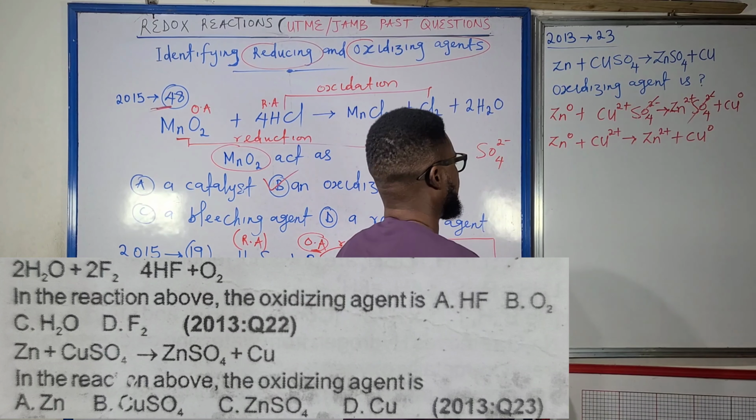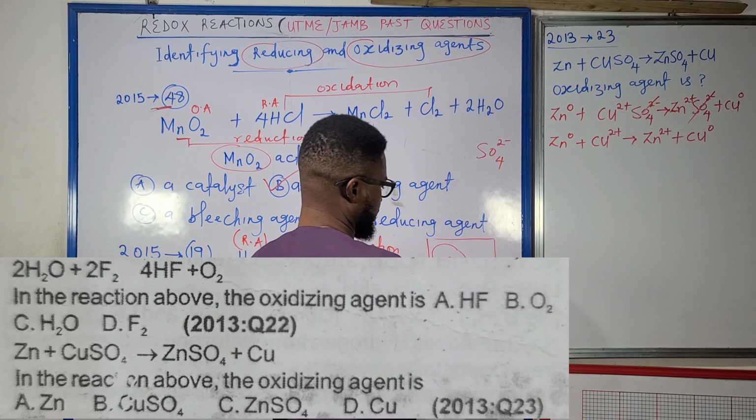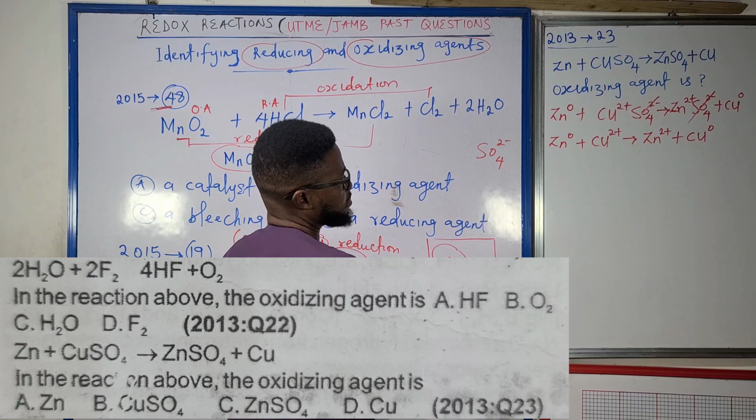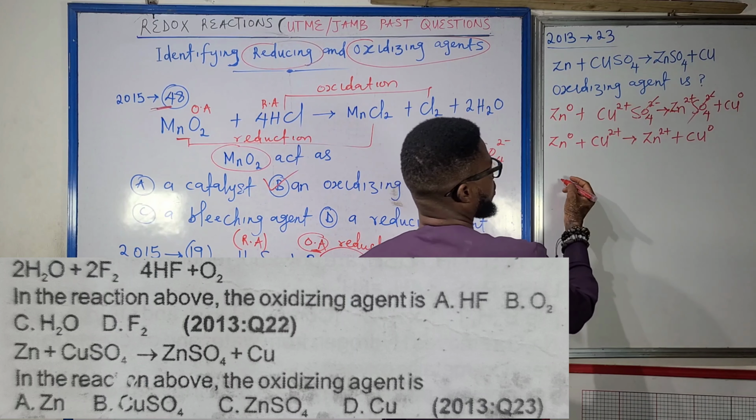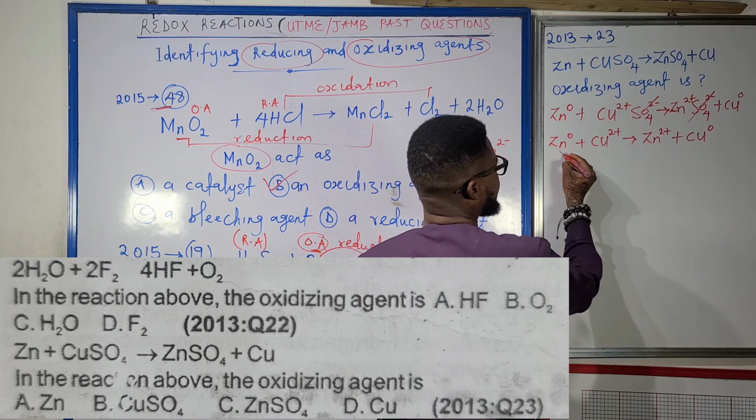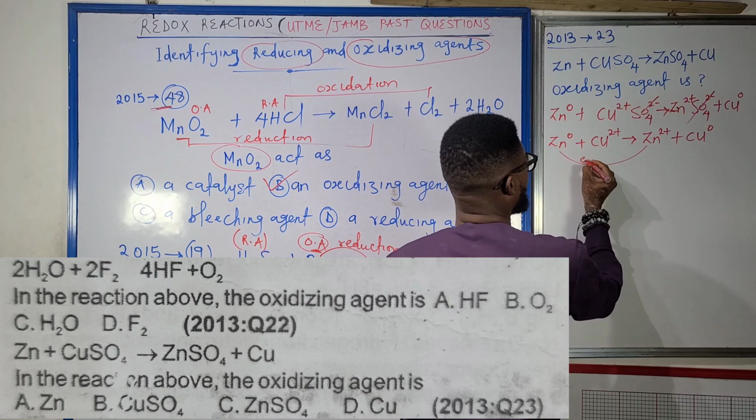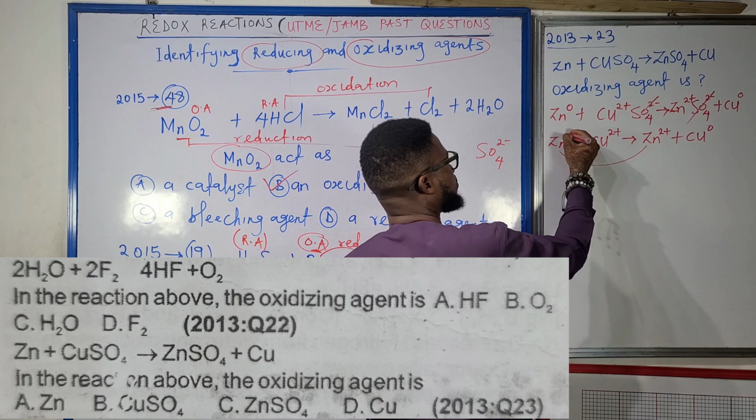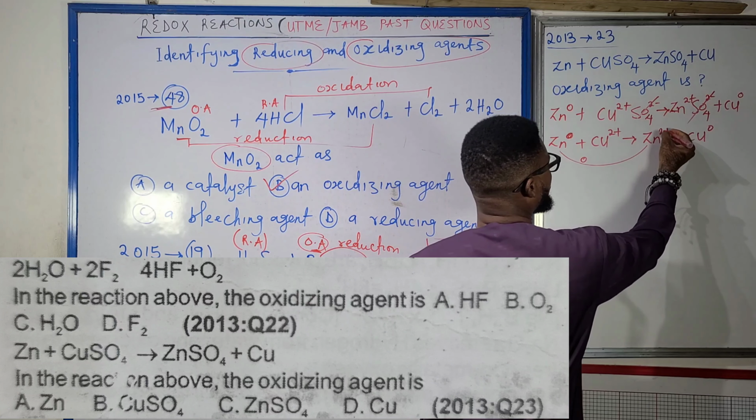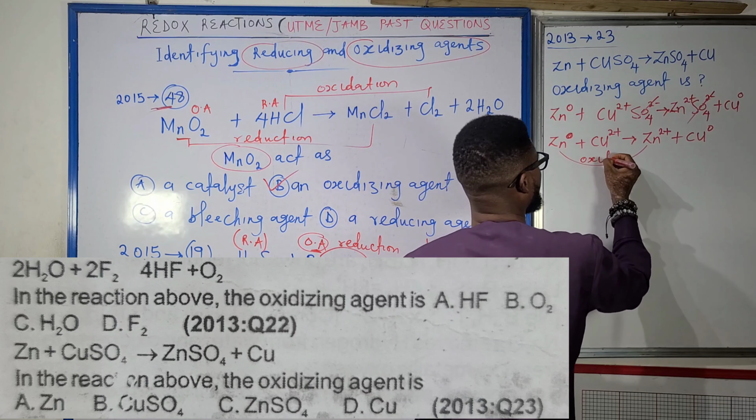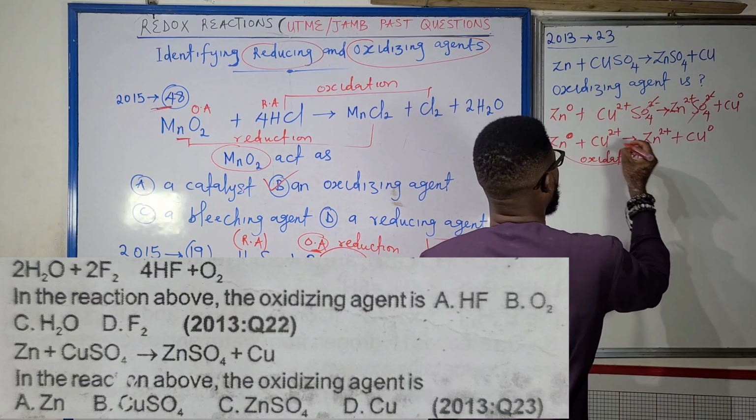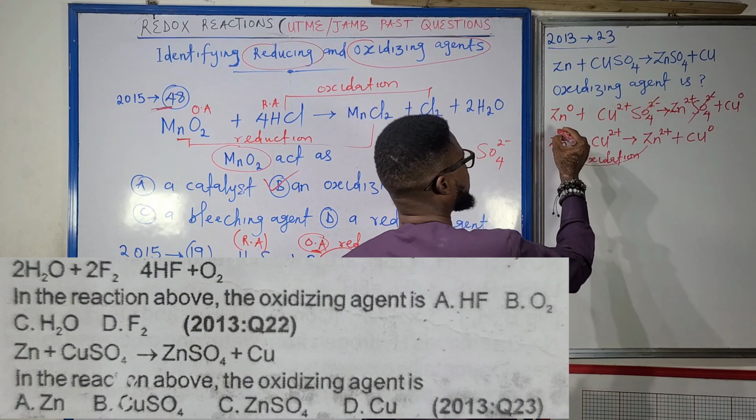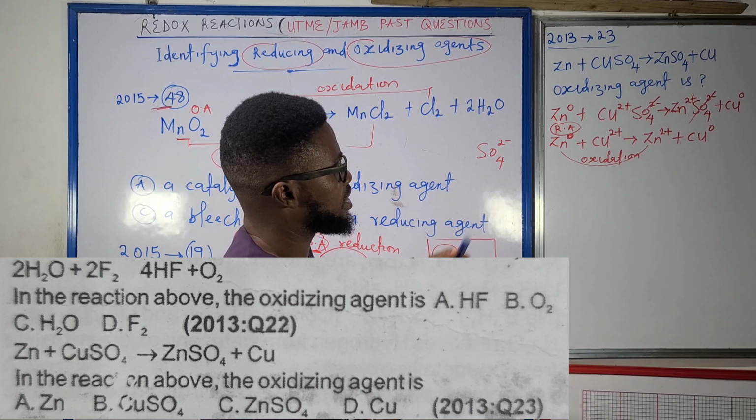So when you look at this, in terms of the oxidation number concept, an increase in oxidation number is oxidation. So what we have here is oxidation, an increase in oxidation number from 0 to +2. This is oxidation, and this here is going to be my reducing agent. Which means the zinc here is the reducing agent.